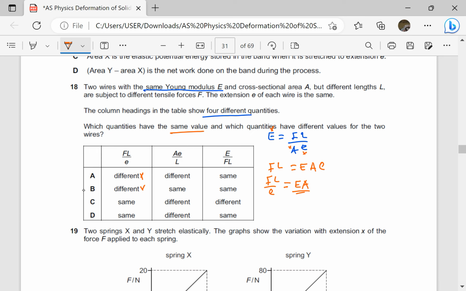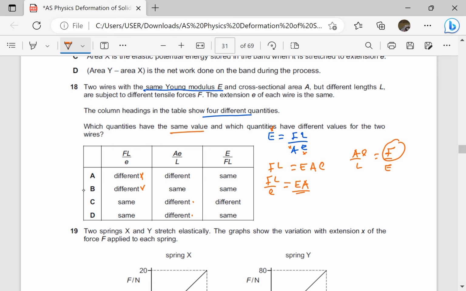Let's check if Ae over L is also a constant. When I make Ae over L the subject, this is going to be equal to F over Young modulus. Remember, F is not the same. Although Young modulus is the same, F is not constant, so that means Ae over L is not a constant, so this is going to be different. So we have to choose from those two.